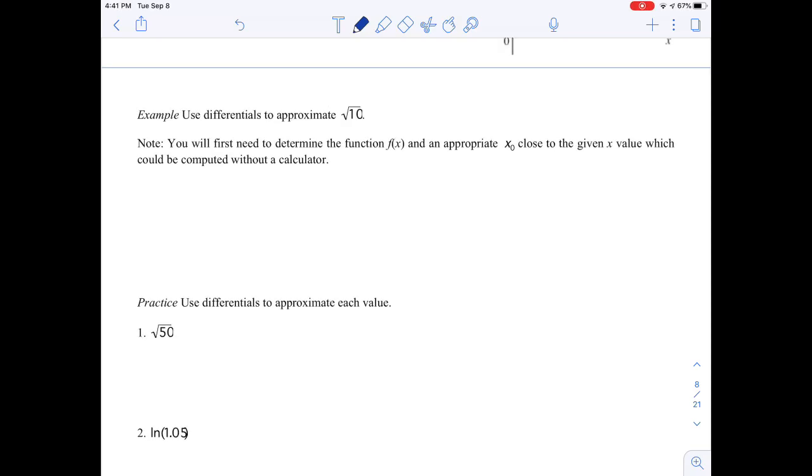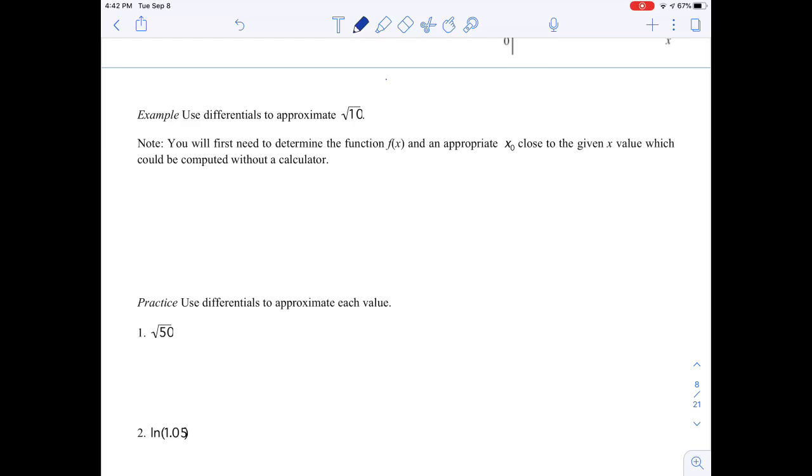Okay, so here's what you have to think about. You probably can give me a decent approximation for the square root of 10. What is 10 close to? 9, right? Square root of 9 is 3. So I would say that our answer is probably something that's a little bit bigger than 3, right? But what if I want a more exact answer than just saying a little bit bigger than 3? This is where using a tangent line or differentials to do an approximation would come into play.